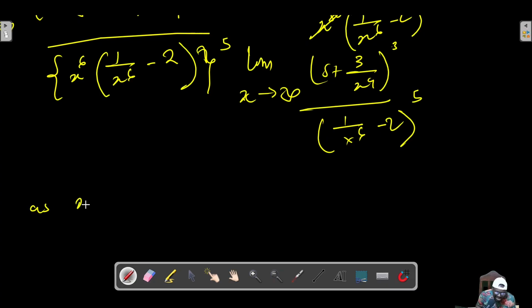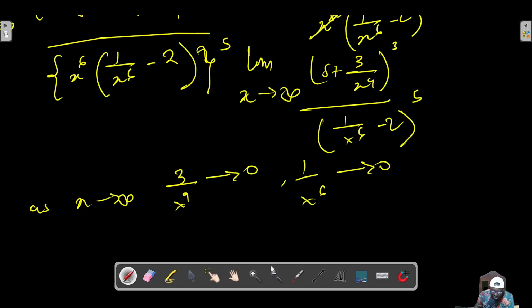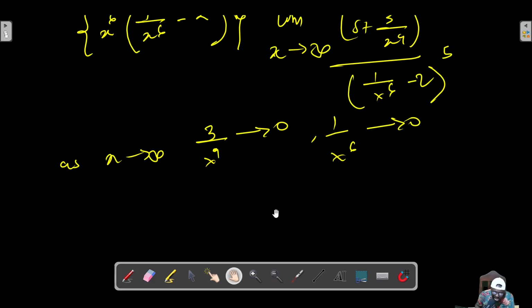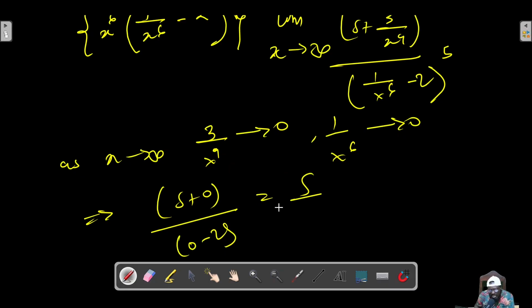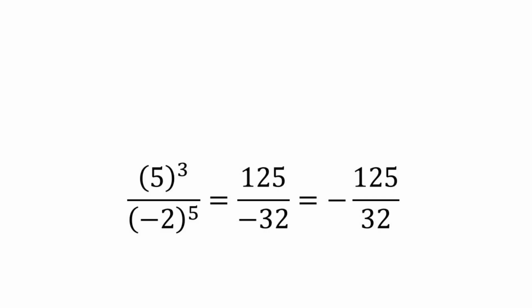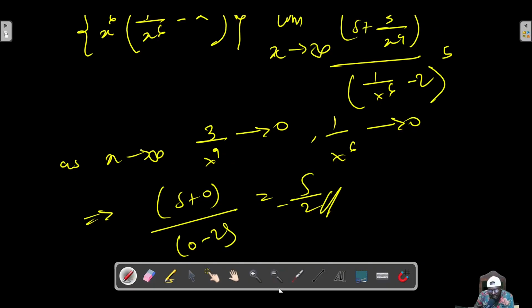It is simple. As x is approaching infinity, what are we going to get? Our 3 divided by x to the power 9 will approach 0, and 1 divided by x to the power 6 will also approach 0. Then I can substitute those limit values. So I end up with 5 plus 0 divided by 0 minus 2. So my answer will be negative 5 on 2. And that's my final answer for the limit.